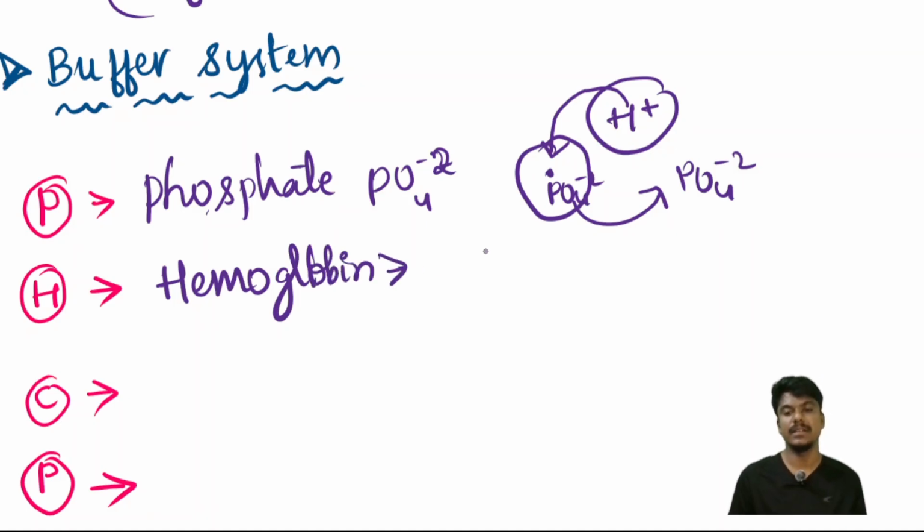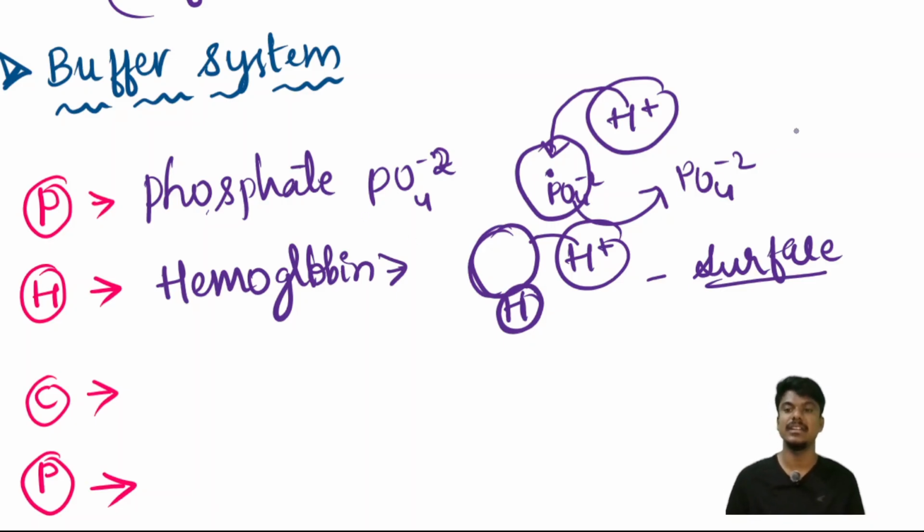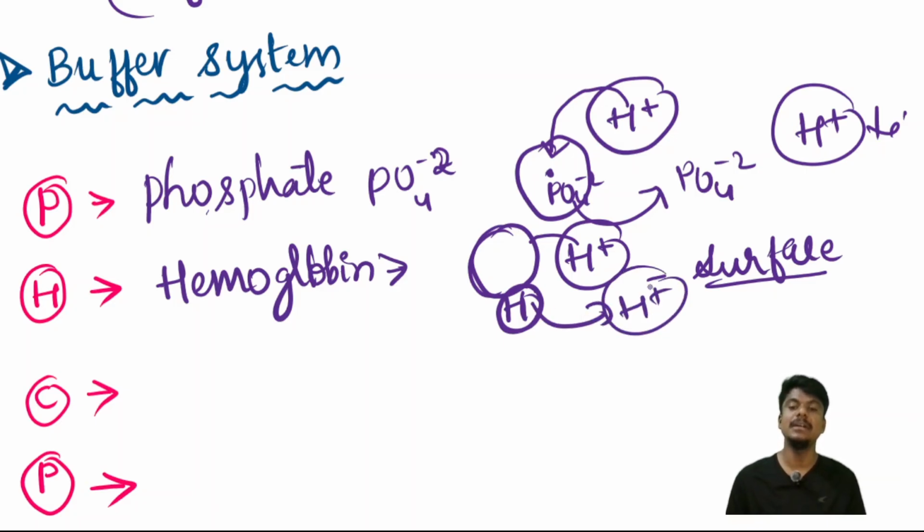Whatever hemoglobin will do, same if this one is a hemoglobin molecule, if there is acidosis, what will happen? It will take the H plus ion and it will bind on the surface of the hemoglobin. If there is alkalosis, if there is less H plus ion, it will start to release the H plus ion from the surface. That's how it's going to buffer, means it will maintain the neutrality. It's trying to maintain the balance of H plus ion.